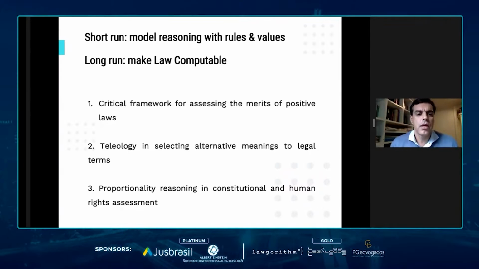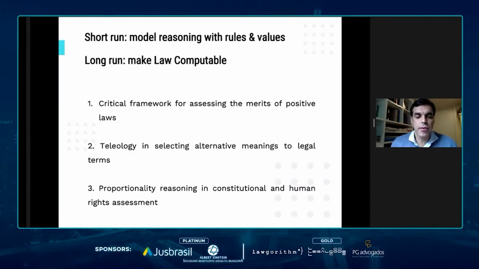The second way that values are relevant in the application of rules regards interpretation. When the interpreter selects alternative meanings for legal terms, it considers underlying values and teleology, that is, the extent to which the meaning ascribed to the rule better promotes or demotes relevant values of the community.